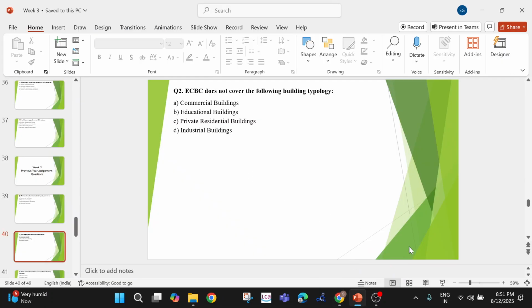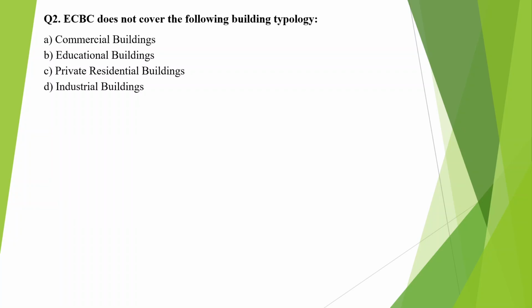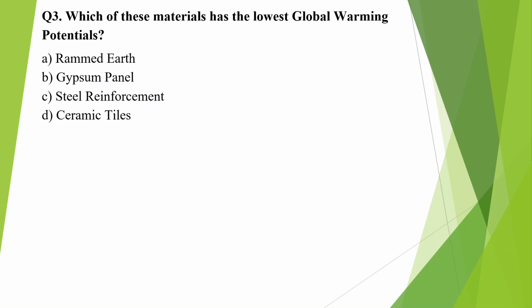So here is the third question. Of the last 10 questions of the previous year's assignment, we have moved to the third question. Which of these materials has the lowest global warming potential? We have talked about highest global warming potential in the sample problem. Similarly, lowest global warming potential was also asked in the previous year's assignment. So let's see how many of you would have been able to answer if it had been asked in the assignment.